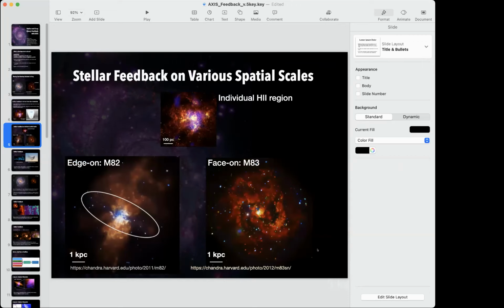Here is the deep Chandra M83 image. It shows the hot gas from the collection of the star-forming regions tracing the galactic structures. And the left is M82. If the star formation is very intense, like the starburst galaxy here, the white ellipse is the optical extent of the galaxy, and you will see a kiloparsec galactic wind coming out of the galaxy, removing material from the host galaxy.